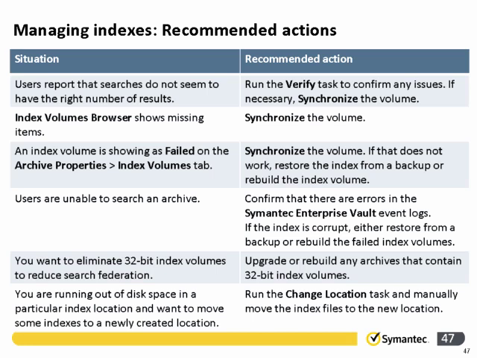If you're using the index volume browser and it shows missing items, you can just run the synchronize the volume. Once again, the index volume browser has determined which items were missing, so that's why you don't have to run the verify first and then the synchronize. If an index volume is showing up as failed on the Archive Properties Index Volumes tab, synchronize that volume first and see if it failed due to missing items.